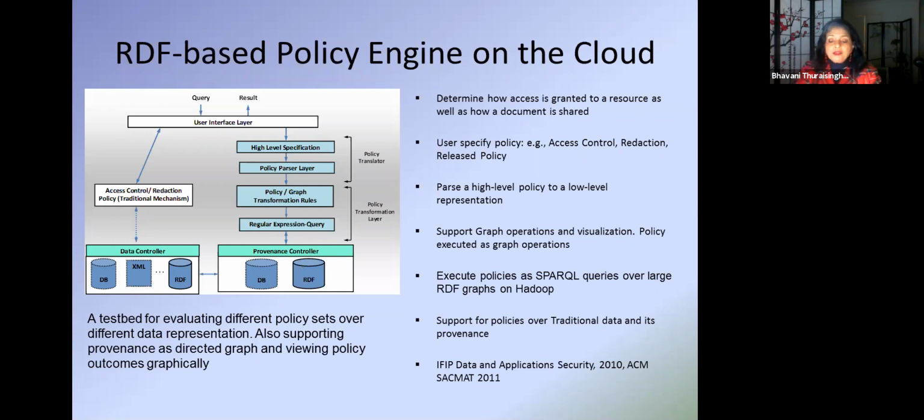All of that has to be taken into consideration. And so we re-implemented a testbed for evaluating different policy sets over different data representations, also supporting provenance as a directed graph. So we had RDF data for provenance data. That was sort of our experimental data.